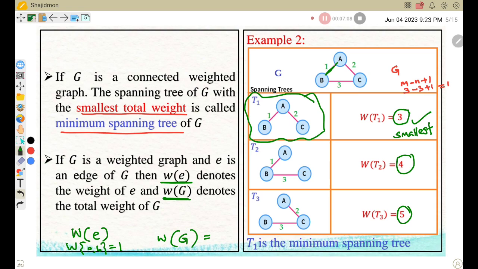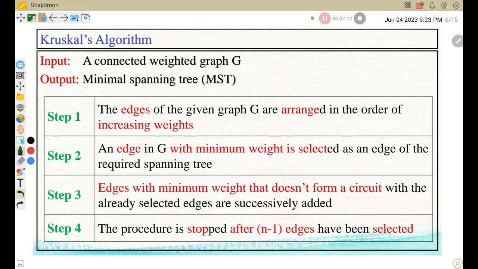For that we are using one algorithm, that is Kruskal's algorithm. So how to get the minimum spanning tree by using Kruskal's algorithm. This is the main idea of this section, Kruskal's algorithm. Another one, Prim's algorithm, will be uploaded in the next recorded class. In this recorded class we are discussing Kruskal's algorithm.